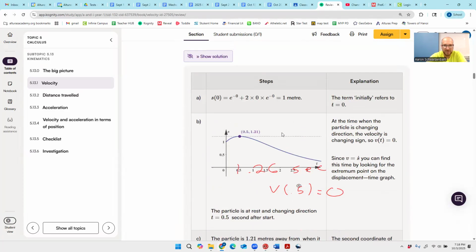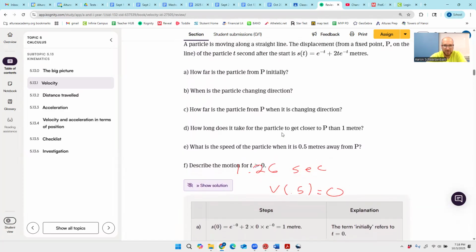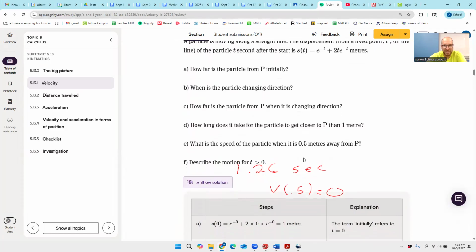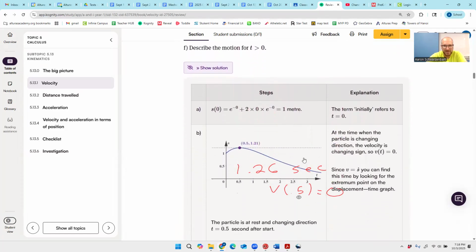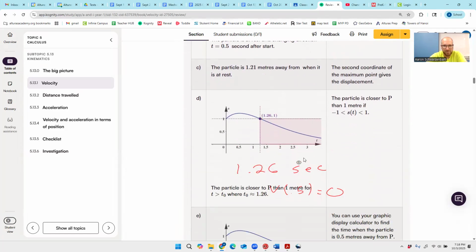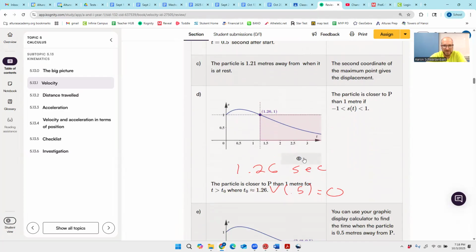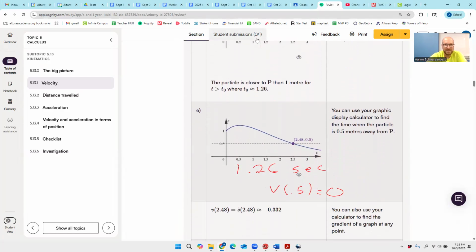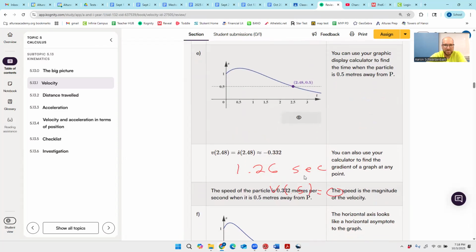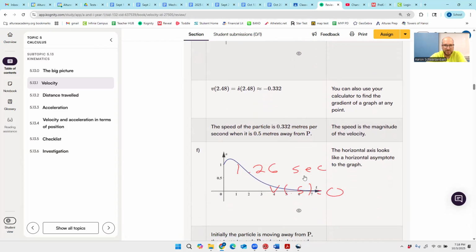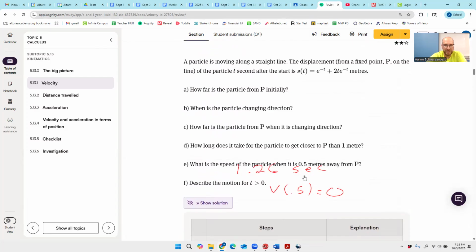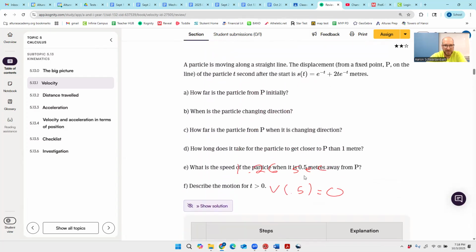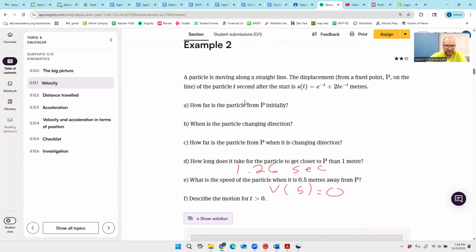Wait a second. What did it ask me? What is the speed of the particle when it is half a meter away from P? Oh, sorry, I did this wrong. When it is half a meter away. It doesn't say what is the speed at half a second. It asks when it is half a meter away.